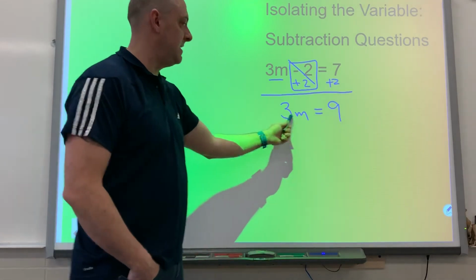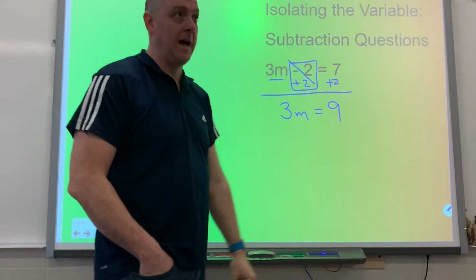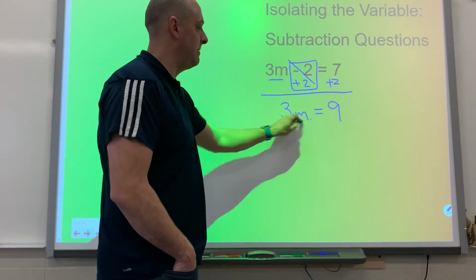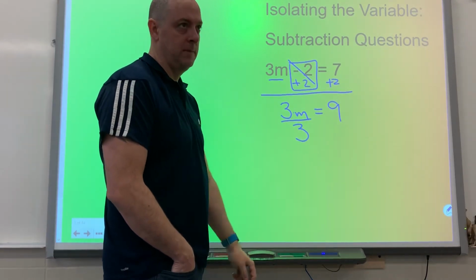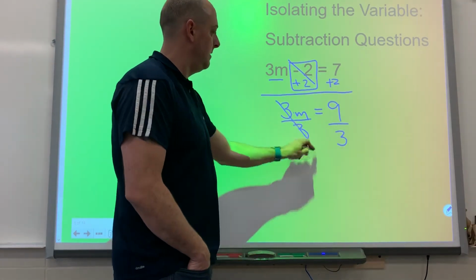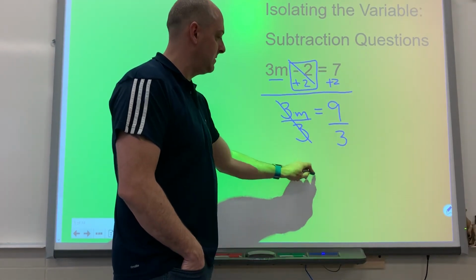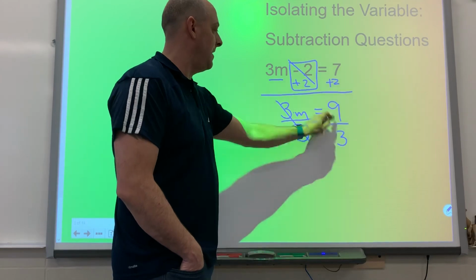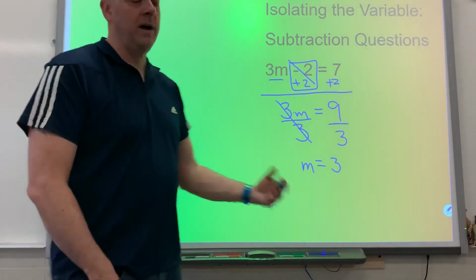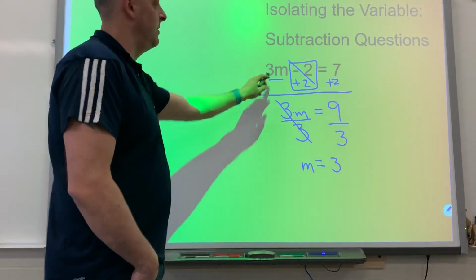We now need 3 times the number is 9. If you didn't know that, then you could say this is 3 times m. The opposite of multiplying by 3 is to divide by 3. So if we're dividing by 3 on one side, we'll divide by 3 on the other. These cancel out and leave us with m, same as in the last question. And 9 divided by 3 is 3. An example of adding and subtracting with a variable that we're trying to isolate.